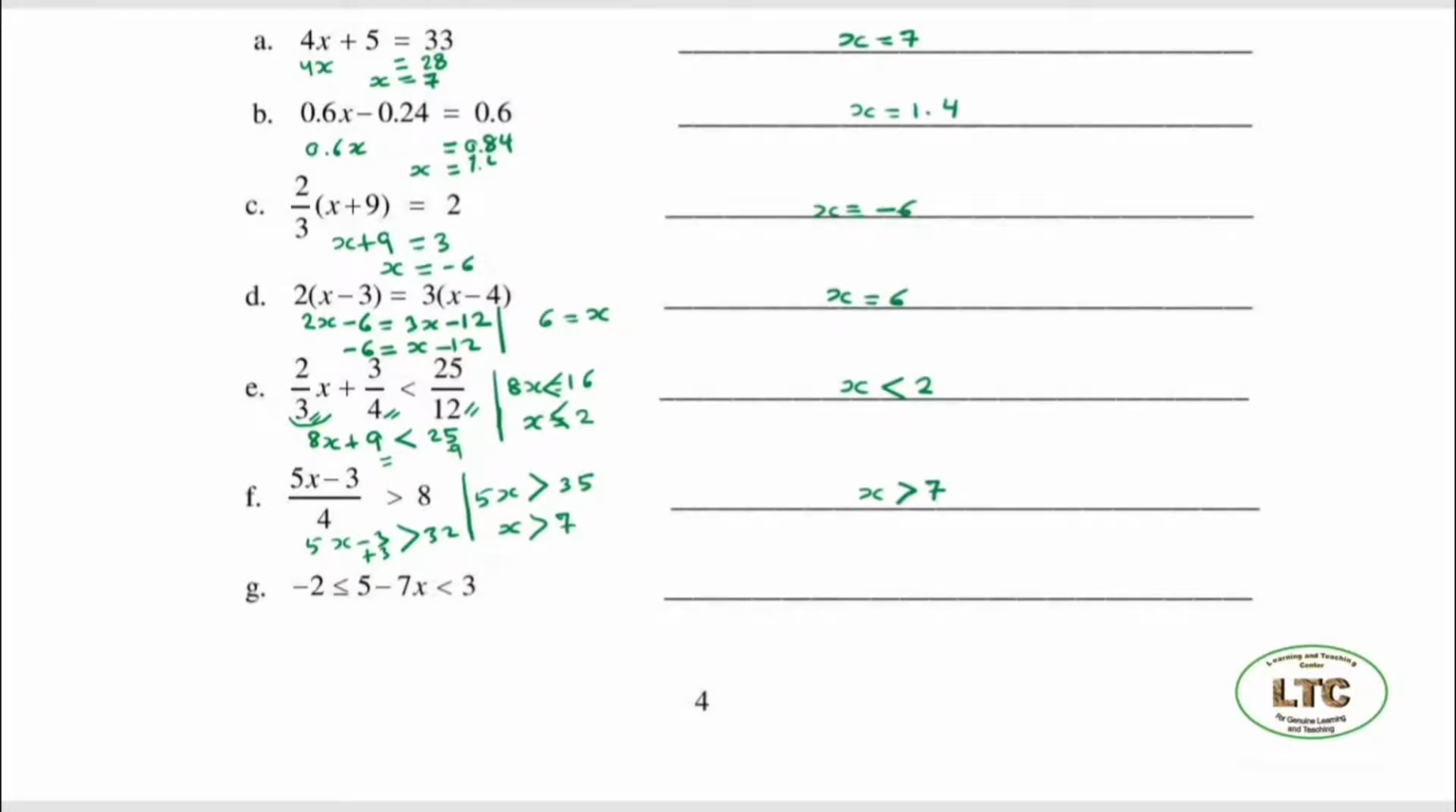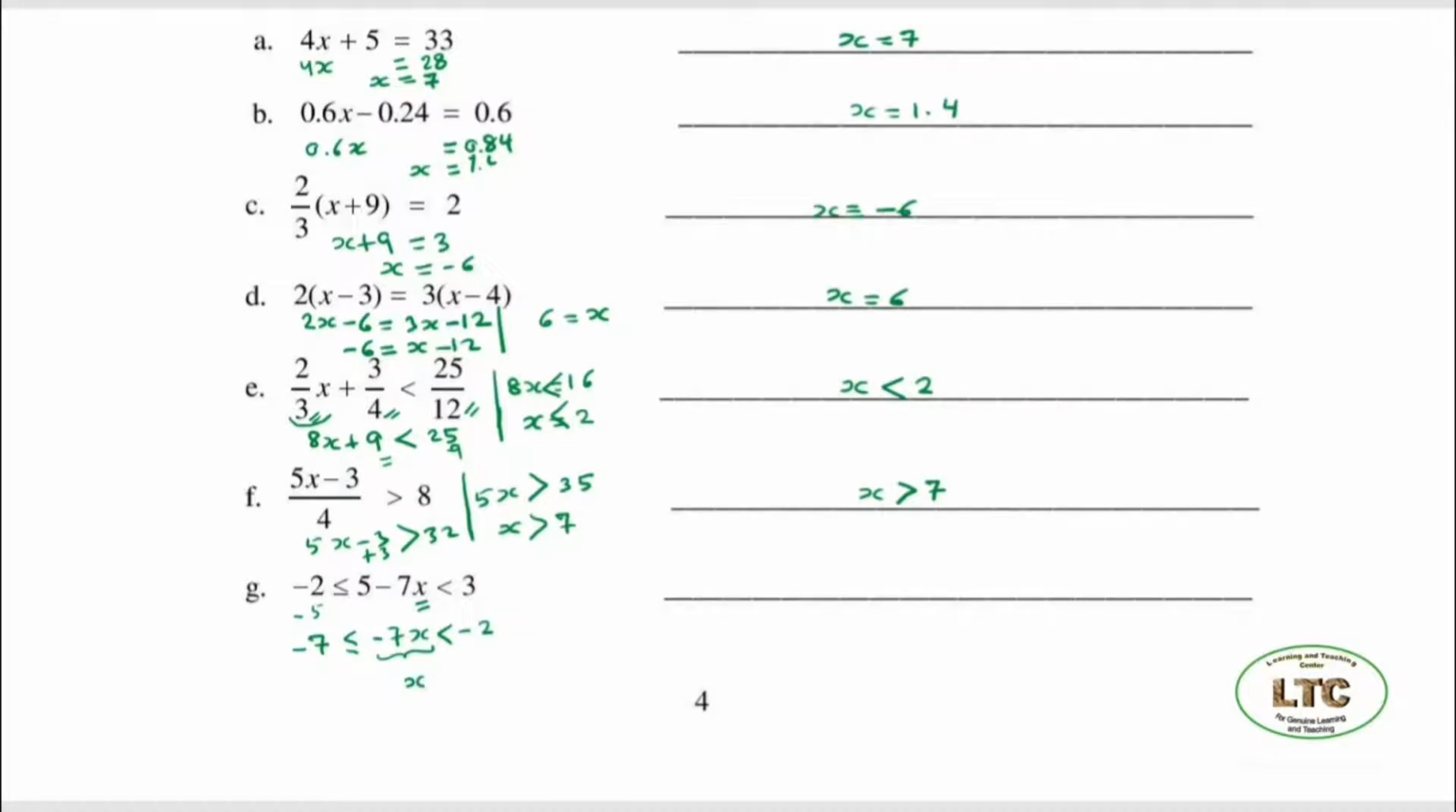Here we want to get x alone, so let's remove 5 first. Negative 2, negative 5. Negative 2 minus 5 is minus 7. Negative 7. 5 minus 7x minus 5 is negative 7x. 3 minus 5 is negative 2. Then you divide the middle term by negative 7, you get 8.